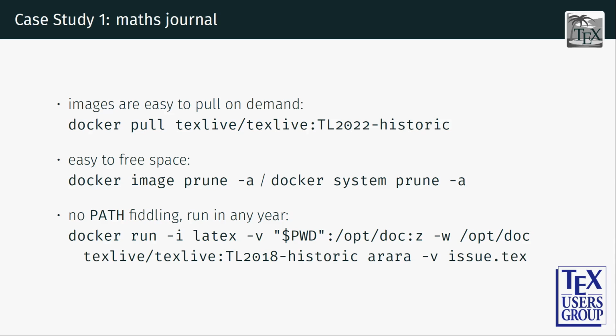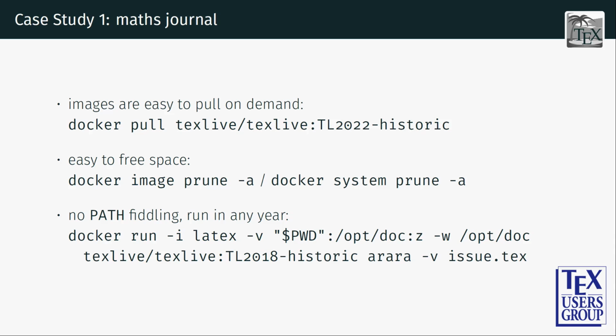That's a plus. And the running part is actually also quite interesting because you don't have to do any path fiddling. If you install from the ISO image and run install.tl, you have the installation of TeX Live on your machine, but you do have to take care, if you have multiple TeX Live installations, which is actually run at the moment. This is something which you basically cannot do wrong with the Docker images because you always specify the image you want to run in. In this case, we would run in a 2018 image.